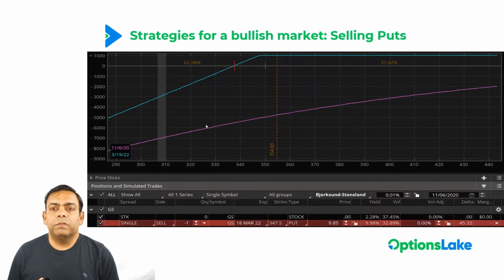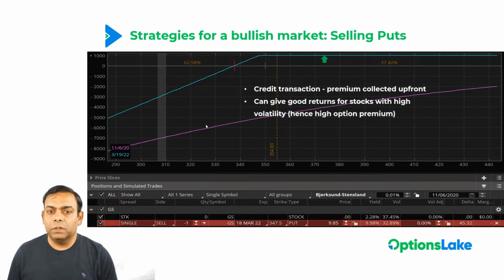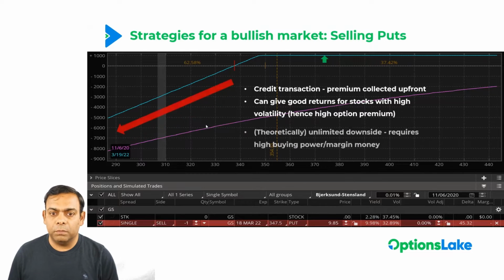This is another example of a bullish trade, which is selling a put. However, this has some more connotations as we're going to talk about. So number one, this is a credit transaction, which means you receive a credit when you get into this transaction. And the maximum profit for this trade is the premium collected at the time of getting into the transaction. It generally gives good return for stocks with high volatility because high volatility means high options premium.